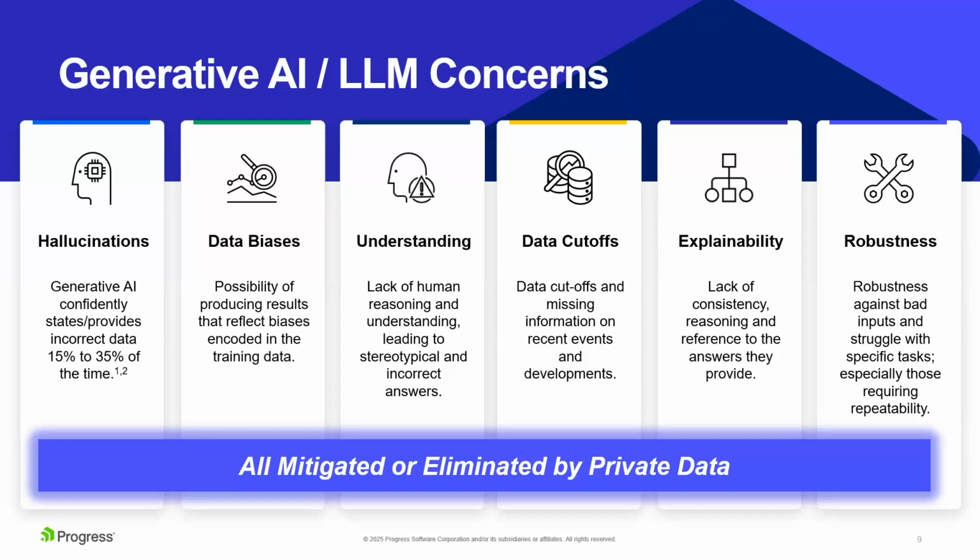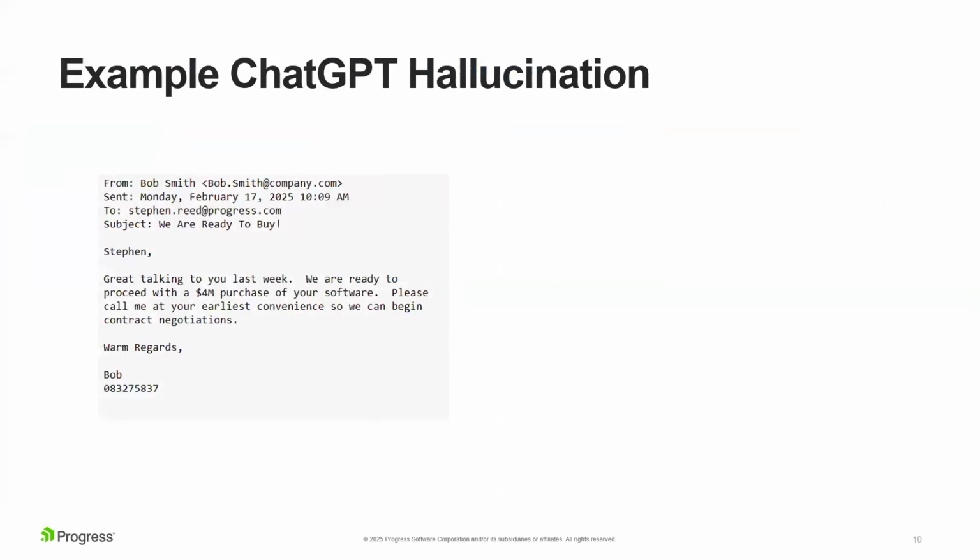And that's really what we're talking about today, and how knowledge graphs and knowledge models can help that. But before getting into that, I wanted to do a quick example of a ChatGPT hallucination. This actually happened to me a couple weeks ago.